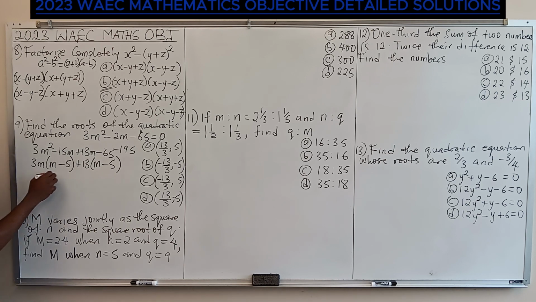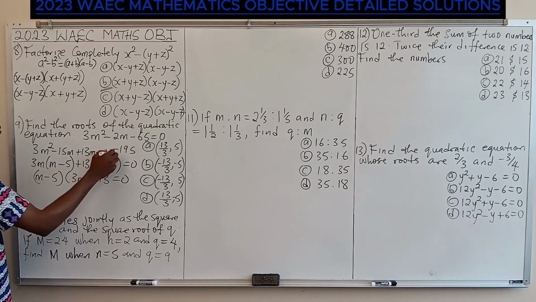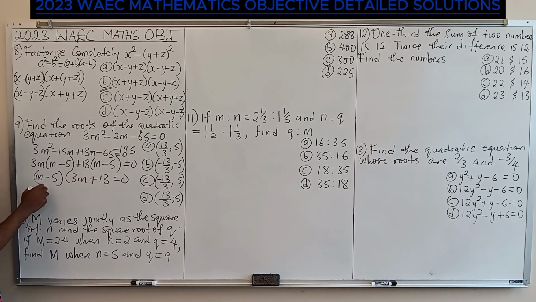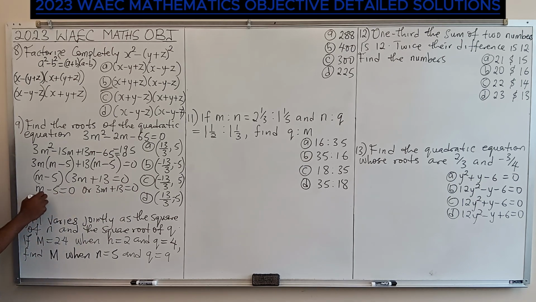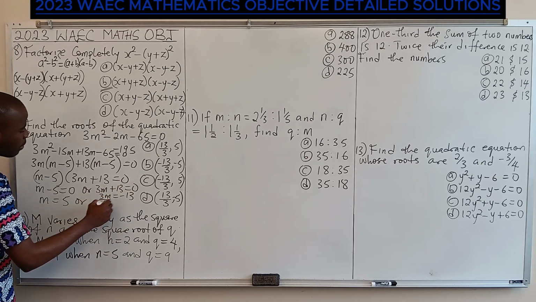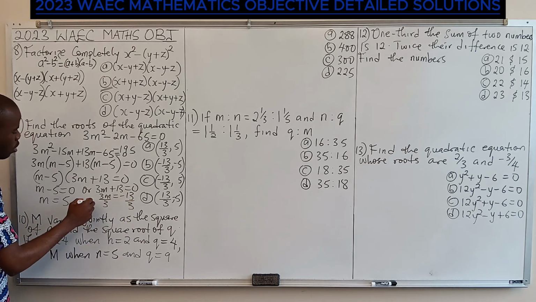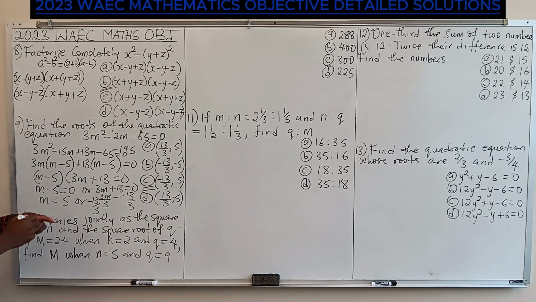We'll have m minus 5 and we are left with 3m plus 13 equals 0 because we are solving an equation. So it means m minus 5 is equal to 0 or 3m plus 13 is equal to 0. If this is equal to 0, it means m is equal to 5, or you take this to the right hand side, 3m is equal to minus 13. When you divide both sides by 3, m is equal to minus 13 over 3. Minus 13 over 3 and 5. So the correct option is C.